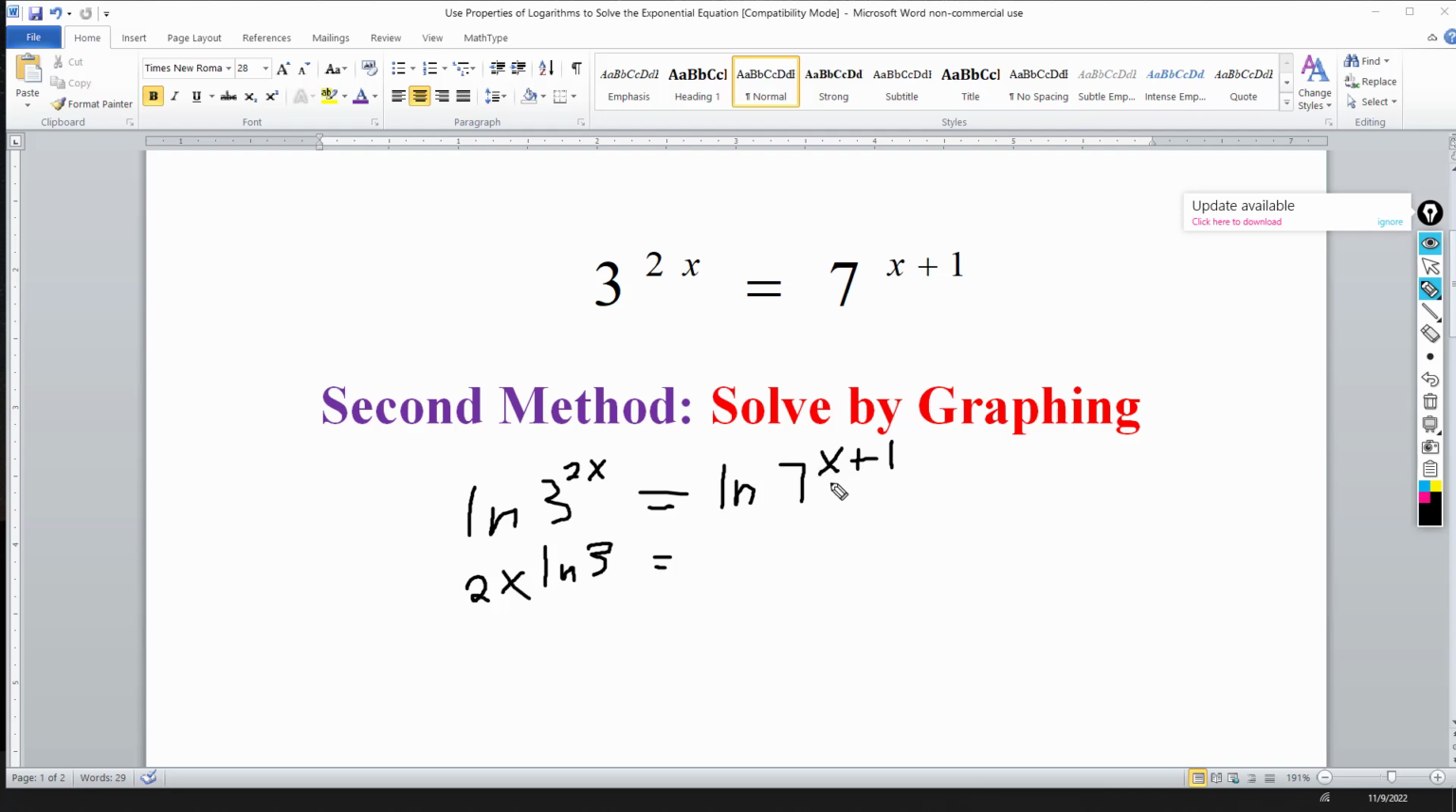Same thing over here. The exponent here is x plus 1. That can become a coefficient. And make sure you put parentheses here. Otherwise, when you multiply it, it's not going to come out right, because you have to multiply both the x and the 1 here. So maybe write this as 2x, or leave it the way it is, I should say. And then on this side, I just multiply through by the natural log of 7. So this becomes x ln of 7 plus ln of 7 times 1, which is ln of 7.